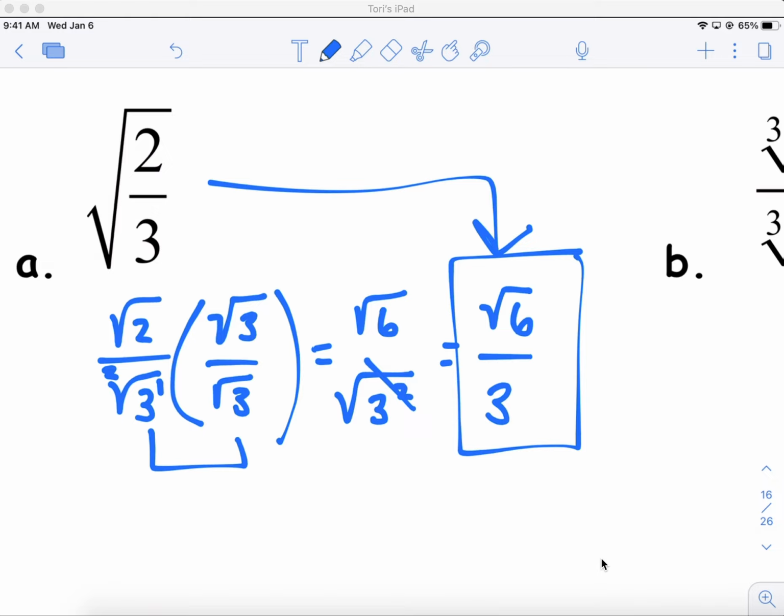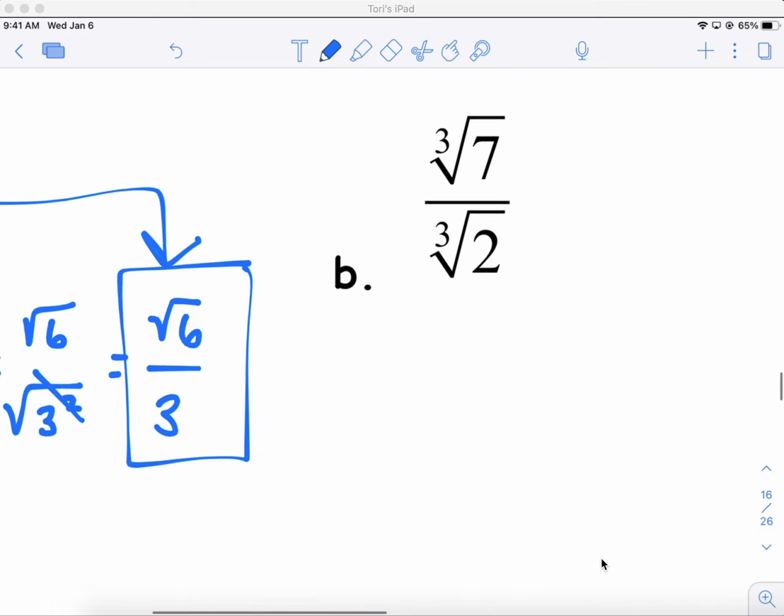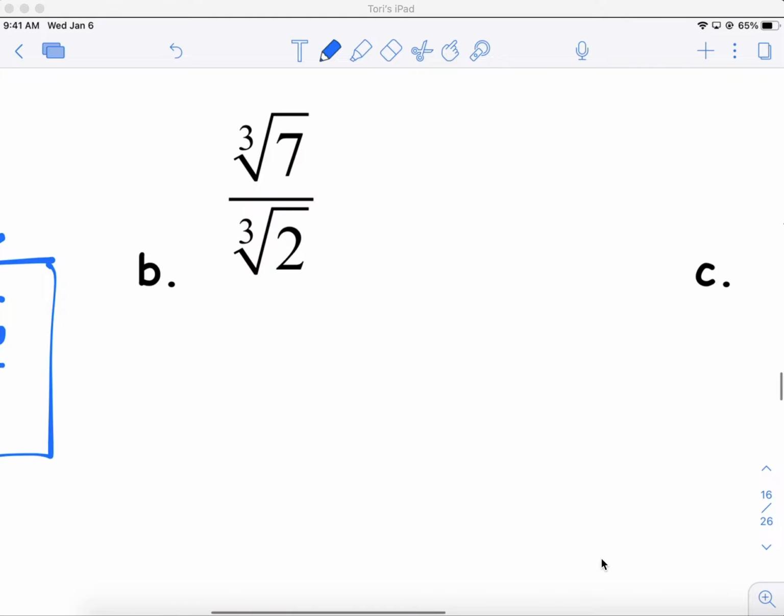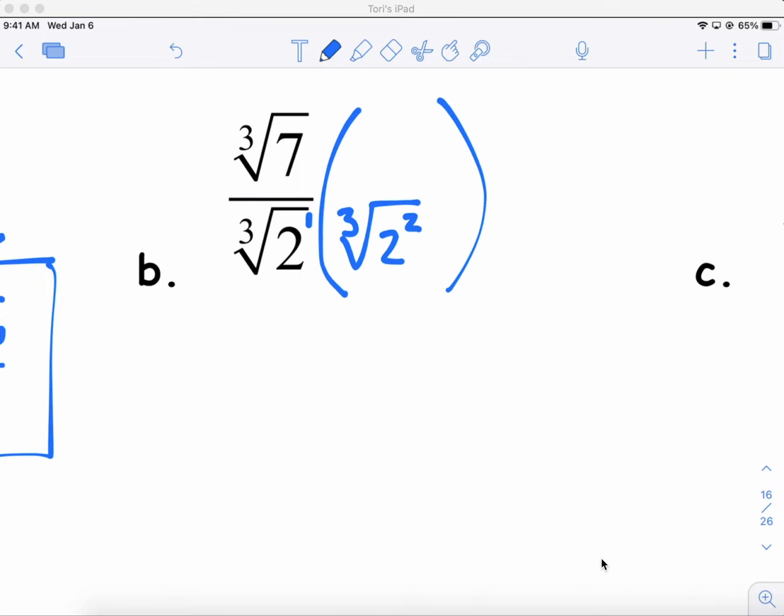Okay? Let's try B. We're going to do the same thing with cube roots. So I write it out. I already have cube root of 7 separated from cube root of 2. Now, right now I only have 1 2. I need 2 more. So I'm going to multiply by cube root 2 squared. And I always write it as the same thing on top.